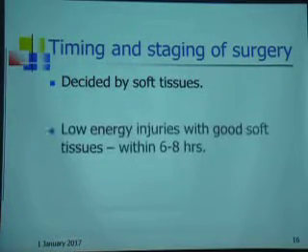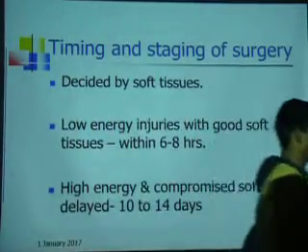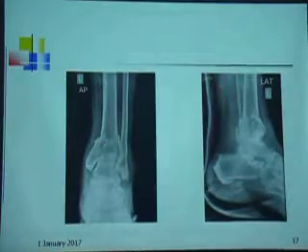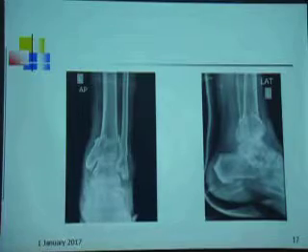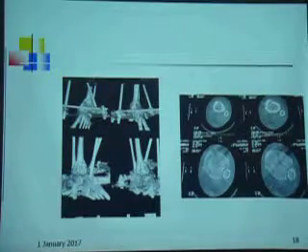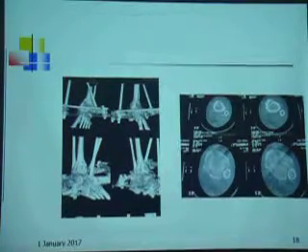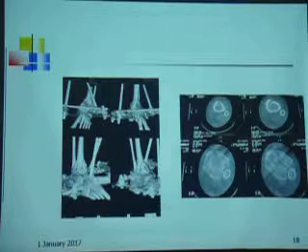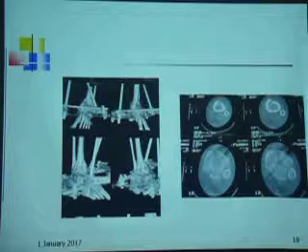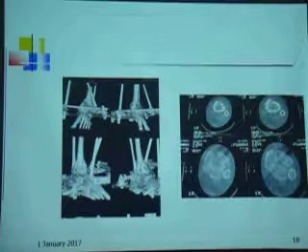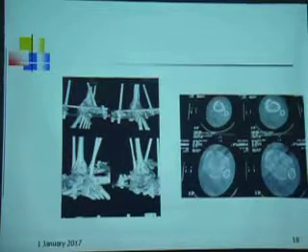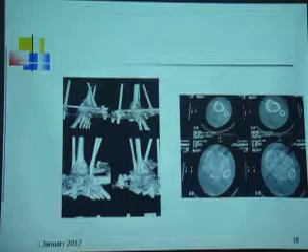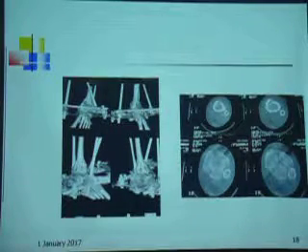Timing, again, you know that it is dictated by the soft tissues. This is a high energy injury, and he had a fall from bike. We did soft tissue. Soft tissues were taken care of by external fixator, and then CT scan was done. So spanning, scanning, and then planning. First span. So CT scan is advised after reduction, not before reduction.